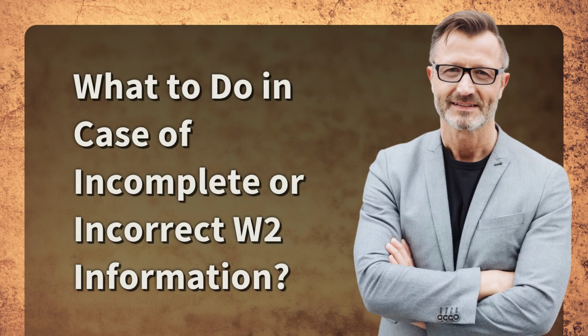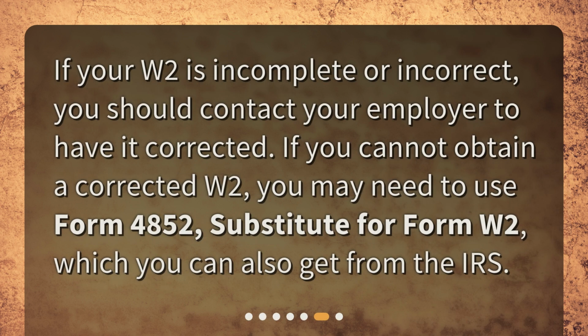What to do in case of incomplete or incorrect W-2 information? If your W-2 is incomplete or incorrect, you should contact your employer to have it corrected. If you cannot obtain a corrected W-2, you may need to use Form 4852, substitute for Form W-2, which you can also get from the IRS.